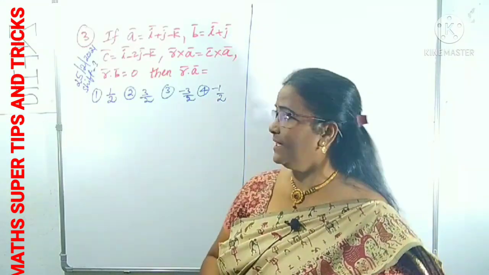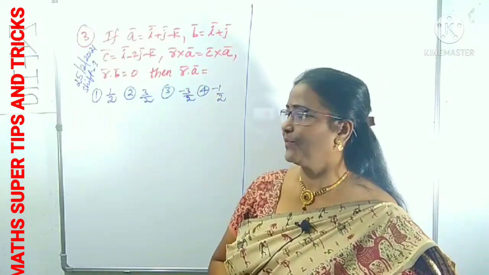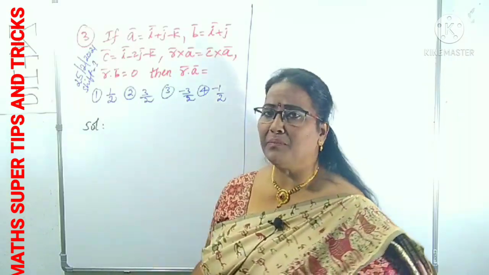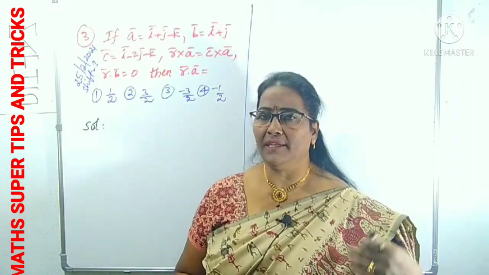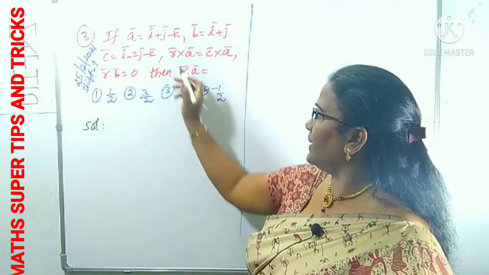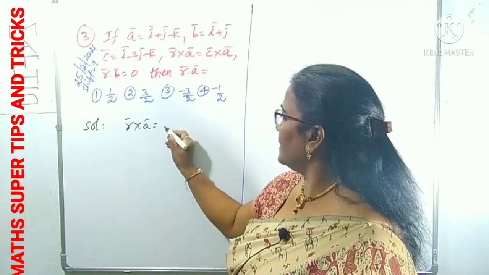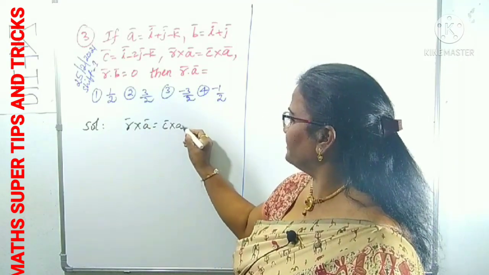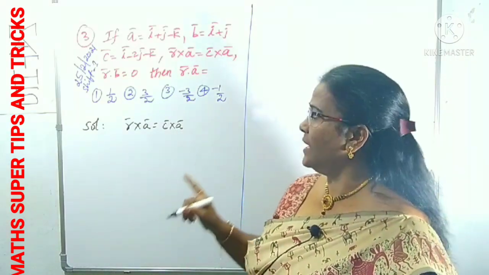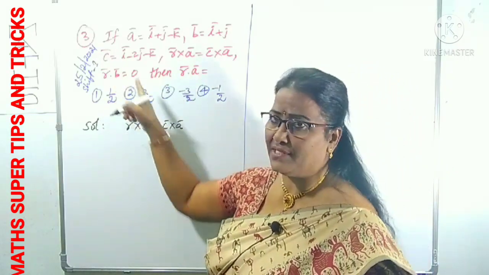To find out r dot A, we have to use first of all r cross A is equal to C cross A. Okay, how you can use, you can look here. So it's a very important model. Already I did the same model questions in my previous videos. Okay, r cross A is given as C cross A, and after taking this, we have to use r dot B is equal to 0.